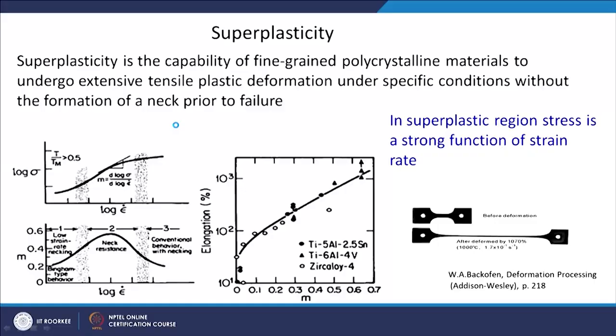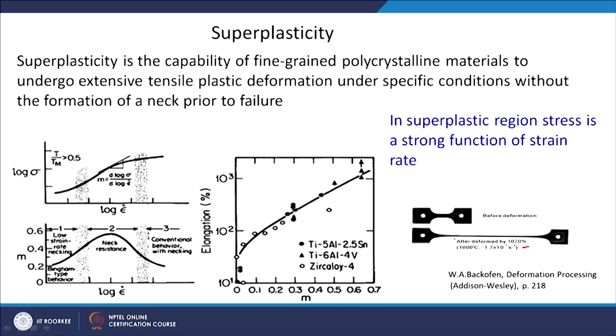Superplasticity is the capability of very fine grain polycrystalline material, so one requirement is that you should have very fine grain materials, to undergo very high tensile plastic deformation. If you see the sample, which was initially of this size, after deformation it has shown around 1000% elongation. In normal engineering alloys, high ductility means 30-40%, and that is considered very good ductility, whereas in this condition the elongation is around 1000%.